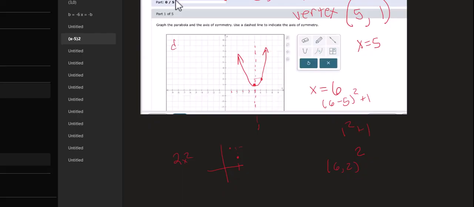Domain and range. So domain in interval notation is minus infinity to infinity. And the range, it's opening up, so I have a square bracket. The y-coordinate of the vertex is 1, and then it goes to infinity.